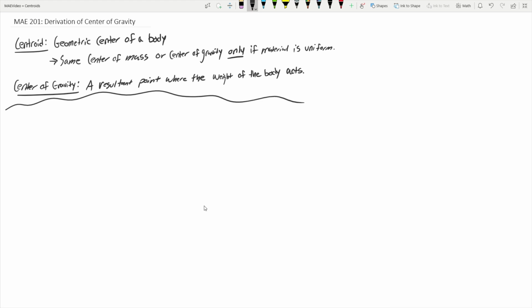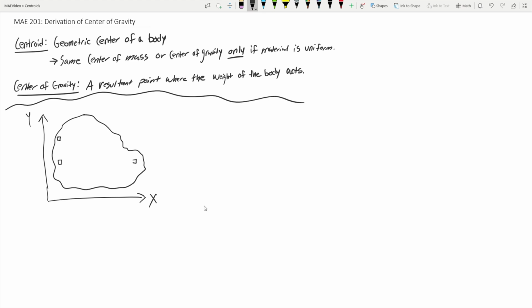We're going to say that we have this body here. We have our y-axis, we have our x-axis, and we have our body. And we're going to say that this body is composed of an infinite number of particles with a differential size. So there are these small particles here that make up this body all throughout. And each of these particles is going to have a weight dW.